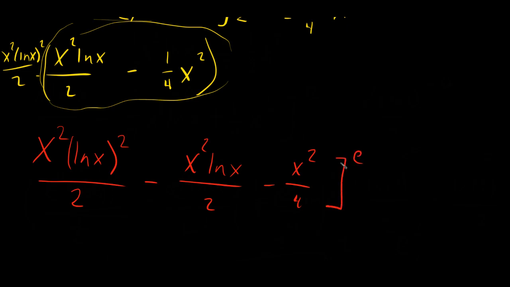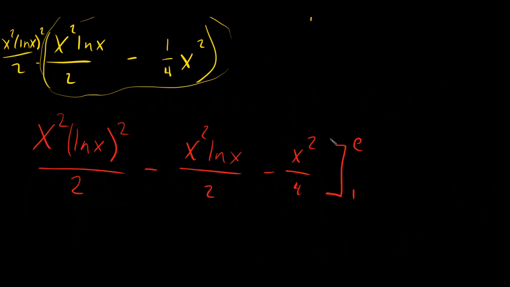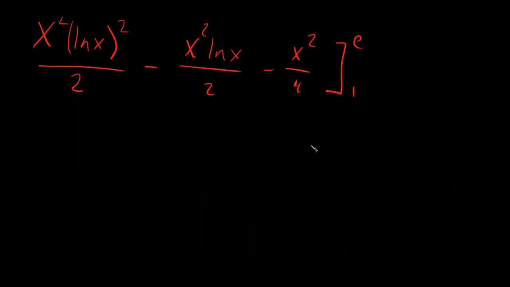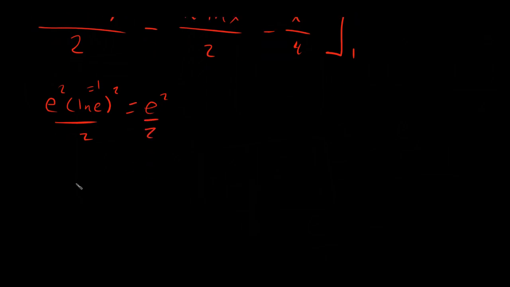And then since this is the integral of our original problem, we're just gonna carry down our 1 to e. Okay, so now we're just gonna plug straight in. So I'm just gonna solve this term by term. So ln of e is just 1, and then 1 squared times e squared is just e squared. So this is equal to e squared over 2.